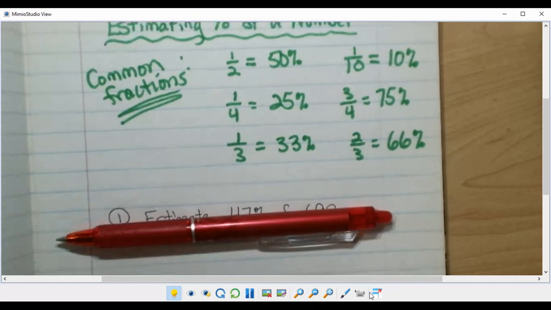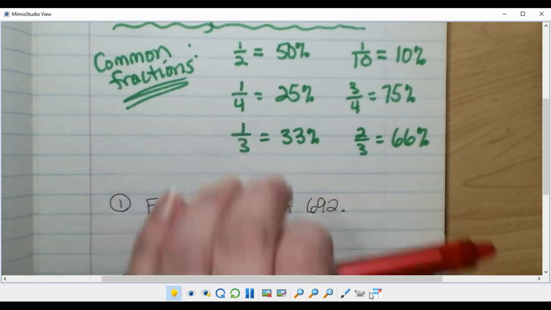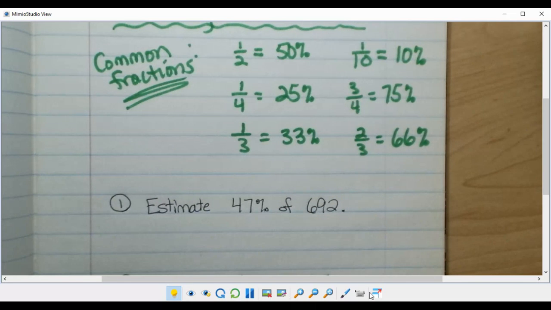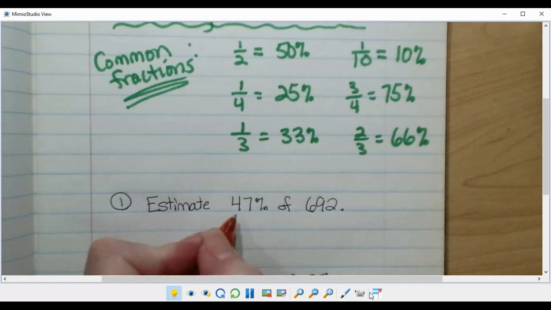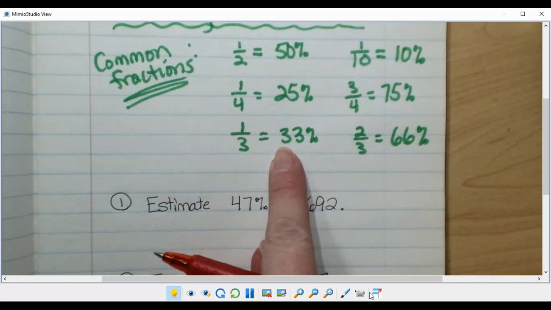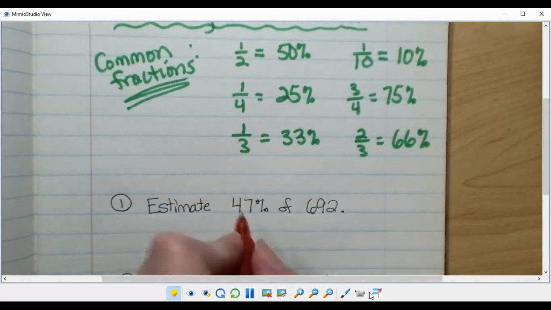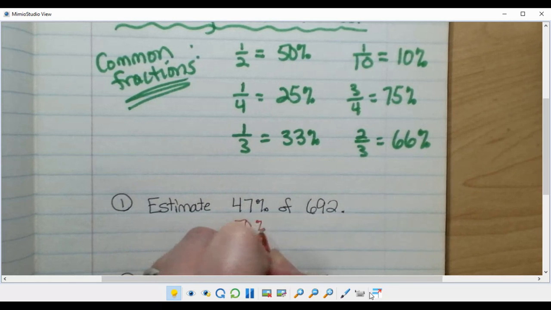Okay, now remember I started off saying that estimation is supposed to be quick. It's supposed to be mental math, and it's supposed to be close to the real answer, but it's not exact. So we're going to pick numbers that work nicely together, that are easy to calculate. So I'm going to start with 47%. I know that these numbers are all going to be easy to do. 47% is close enough to 50% that I feel comfortable rounding it to 50.